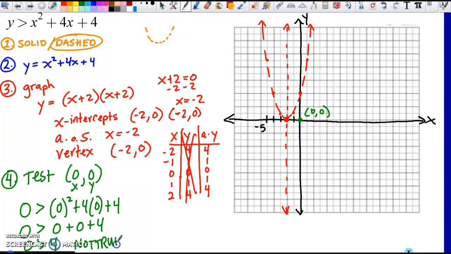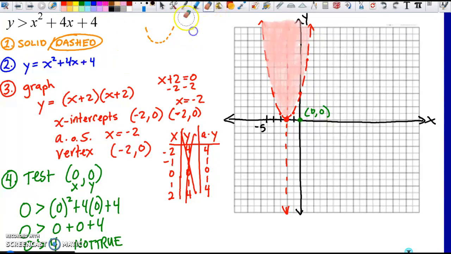Because it's not true, I will not shade where my test point was. I'm not going to shade in there. I'm actually going to shade inside the parabola on the other side. You see there's clearly 2 parts. There's the part inside the parabola and the part outside the parabola. And because this test point didn't work, I'm going to shade inside the parabola here. That's it. I will shade. That's step 5. Step 5 was shading.